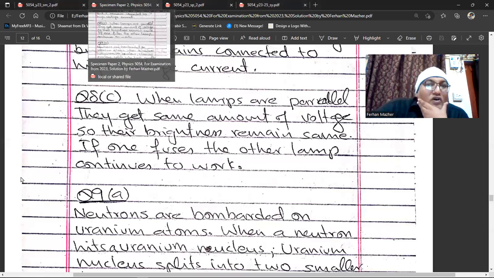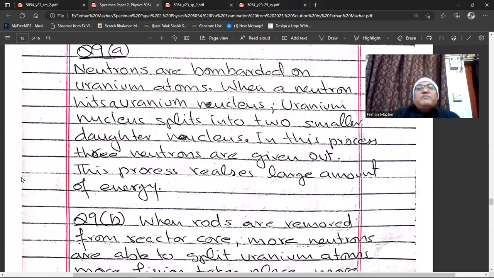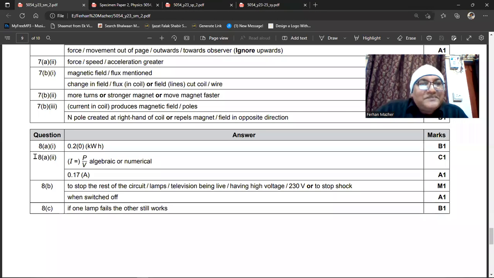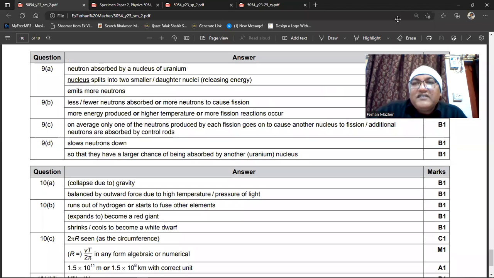Okay, so neutrons are bombarded on the uranium atom. When a neutron hits a uranium nucleus, it splits into two smaller daughter nuclei. In this process, 3 neutrons are given out. This process releases a large amount of energy. That's my answer. So let's check what the marking scheme says.